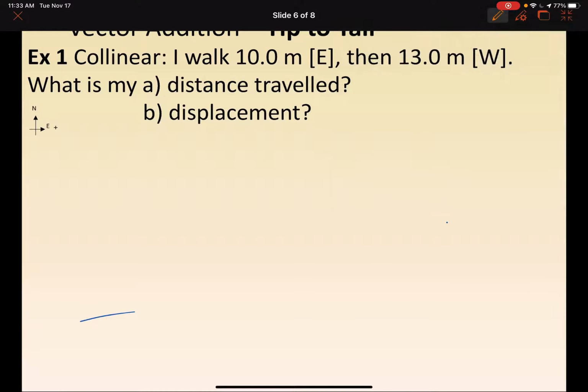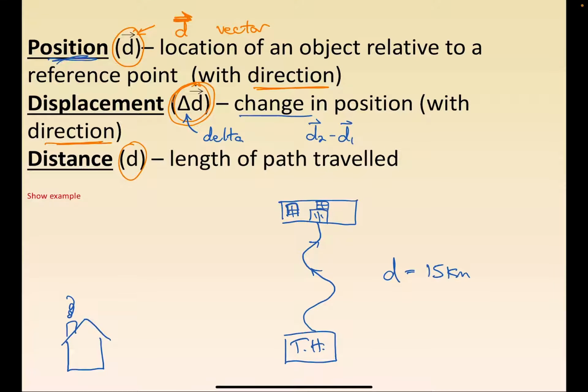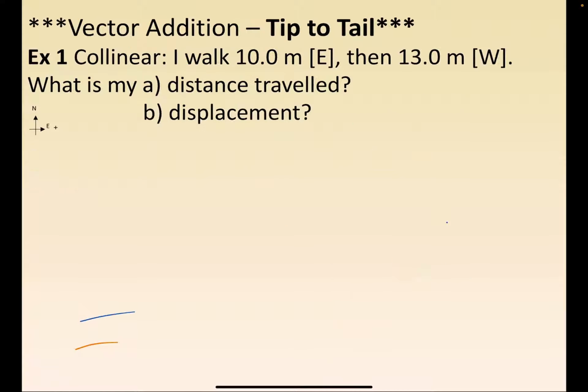Let's go to orange. The displacement, on the other hand, is a straight line from start to end. So wherever I started to wherever I ended, that straight line there, that orange line, that is displacement. Displacement is the change in position, or you could say it's the straight line from start to end.